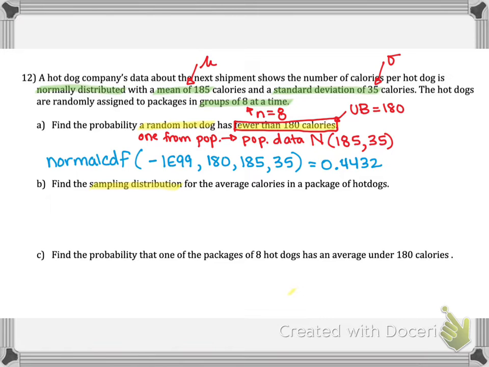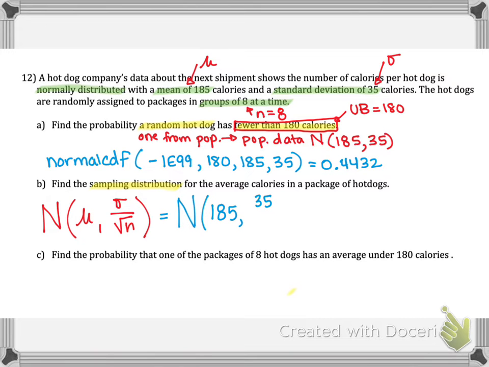Okay, then we get to the second part where it says find the sampling distribution for the average number of calories. Okay, so a sampling distribution for a mean looks like this. We have this mean from the population, and then we take the standard deviation, and then we divide by the square root of the sample size. So for our data, that would look like this. A normal model. The mean from the population was 185. The standard deviation was 35. And we want to divide by the square root of our sample size, which is 8.